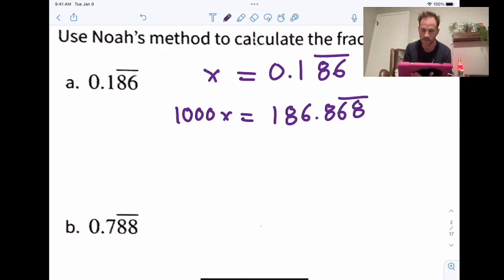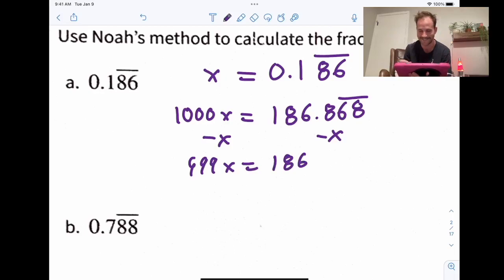We're going to subtract 1x from both sides here. Oh my. I have made a mistake. You're going to love this. So 999x is equal to, now we are subtracting, so we get 186. Oh no. All right, let me write this out. And we subtracted 0.186 repeating. Do you see what I've done here? You see how these don't match up? Yeah, that ain't going to work for us.